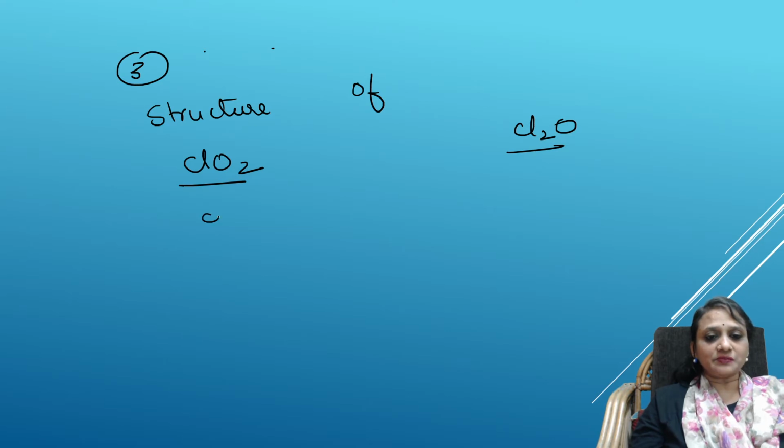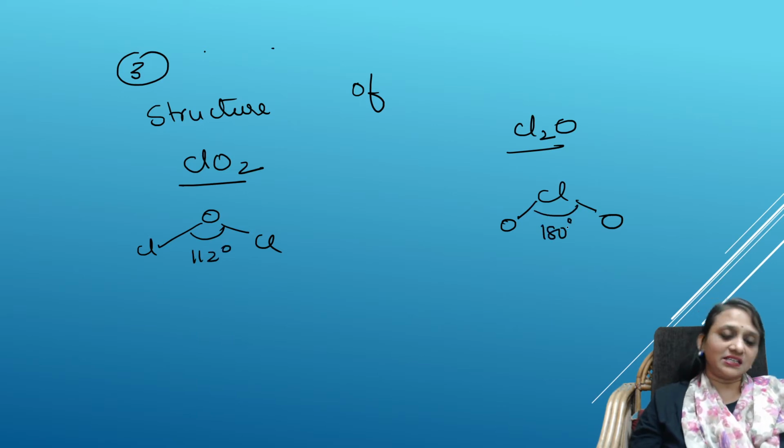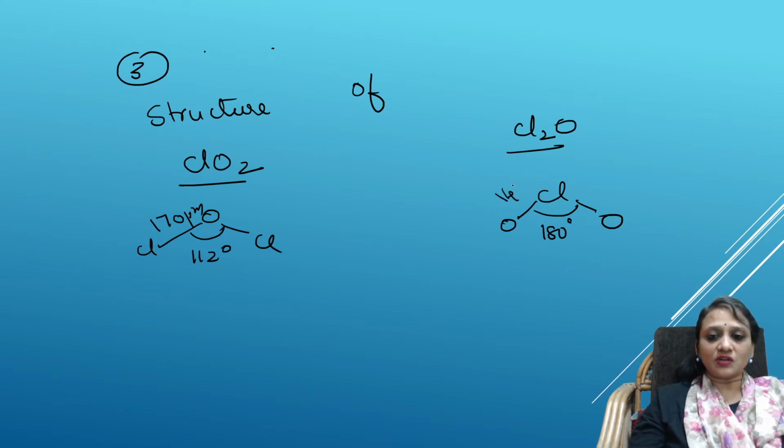Now ClO2: chlorine is the central atom, and here 2 oxygens are present. In Cl2O, oxygen is the central atom and 2 chlorines are here. In ClO2 the bond angle is 112 degrees, and in Cl2O the bond angle is 180 degrees. Got it, students? From here till here, the bond length is 170 picometer, and in the other, it is 147 picometer. I think you understood. Once again, I'll write it down.